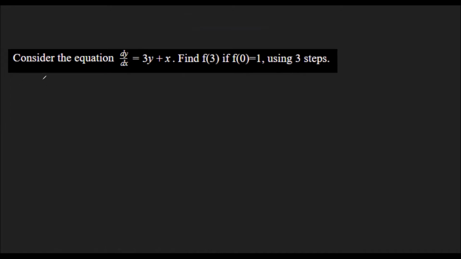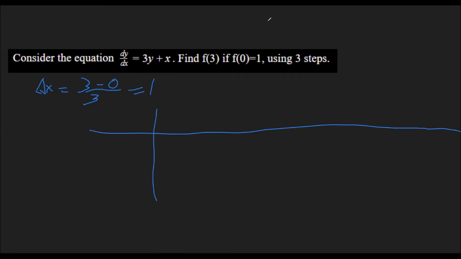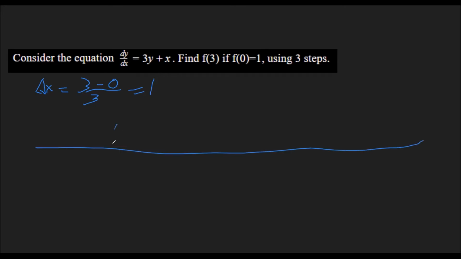So first things first, we're going to try to find delta x. Now, delta x, as I said earlier, is equal to x final, which is 3, minus x initial, which is 0, over 3. So delta x is equal to 1, and that essentially represents what x will be increasing by. So let's create our organizer. It will most likely look terrible, but let's go ahead and divide it up into columns.